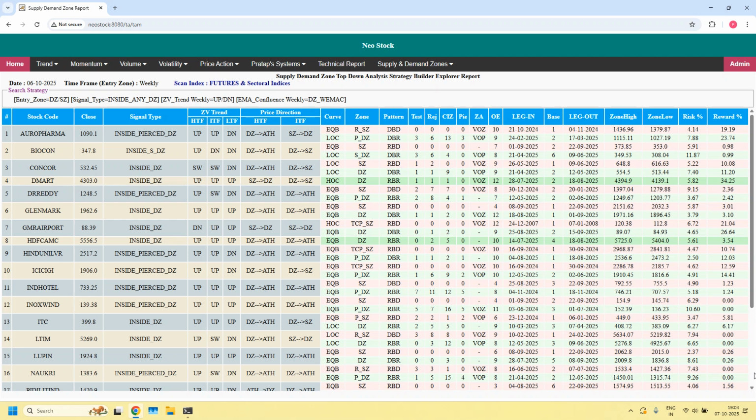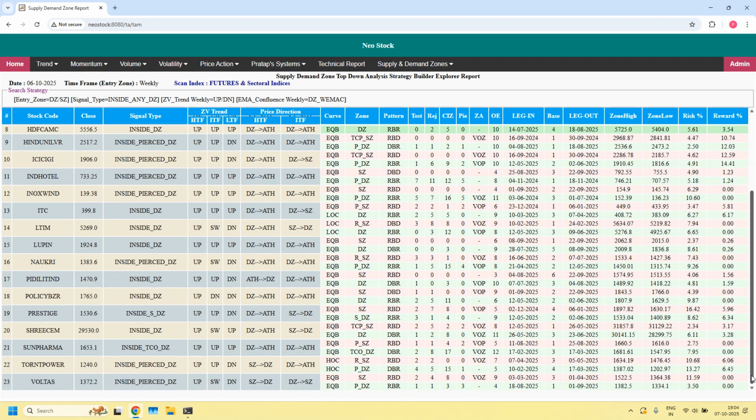Now the list is reduced. First 16 stocks in the list. Scrolling the list down. Total 23 stocks are filtered.